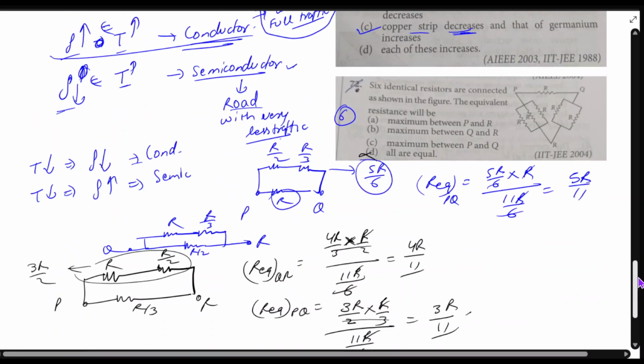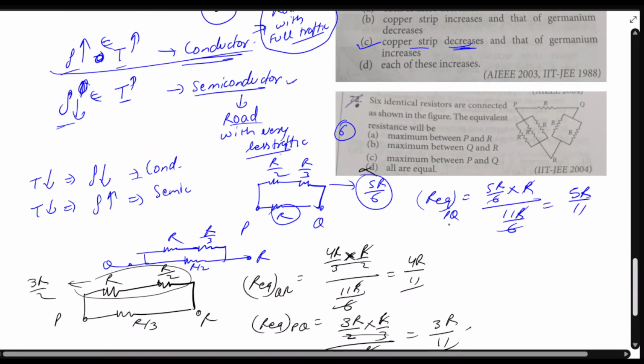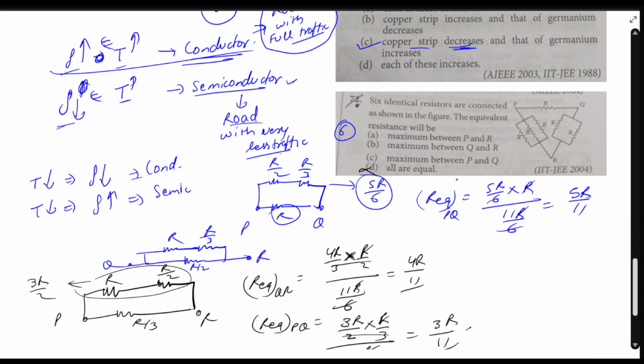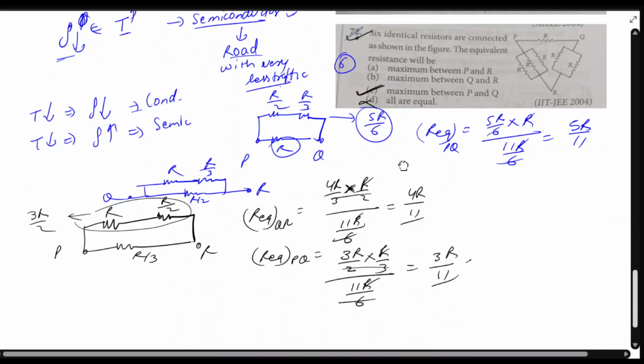So which one is the maximum? PQ is the maximum. So which option is correct? C option is correct. Okay, so quite an easy question it is. Let's move on to our seventh question.